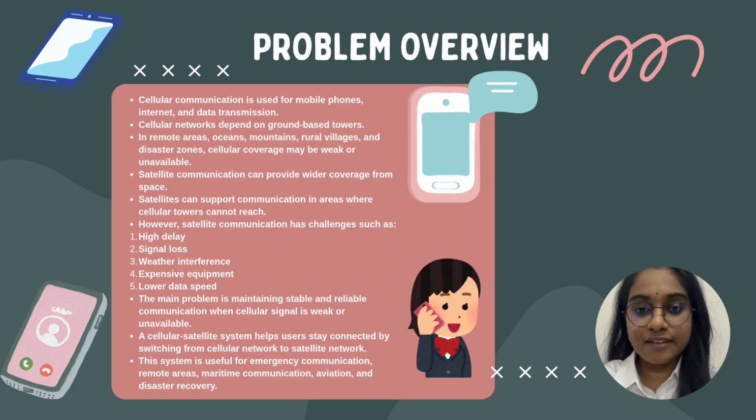or totally unavailable. This can happen because there are not enough towers or the existing towers may be damaged during disasters. So, to overcome this issue, satellite communication can be used because satellites provide wider coverage from space. This allows communication to continue in areas where normal cellular towers cannot reach.